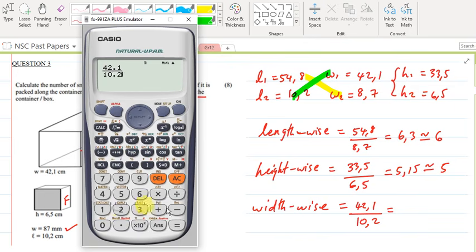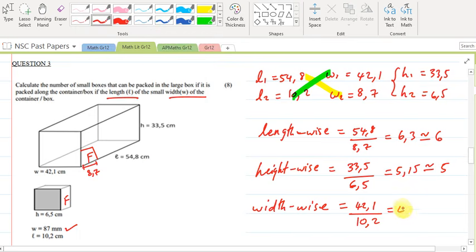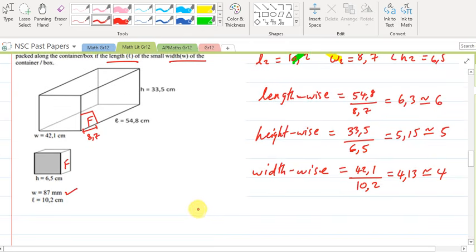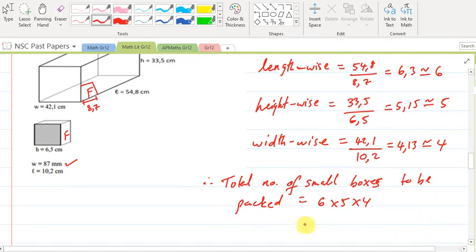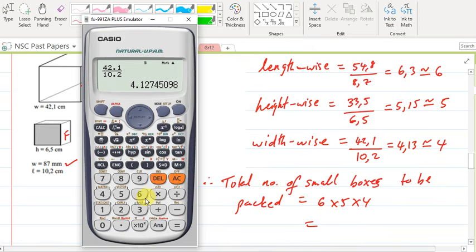Therefore, the total number of small boxes to be packed is equal to 6 times 5 times 4, which is equal to 120 boxes. So you can pack 120 boxes.